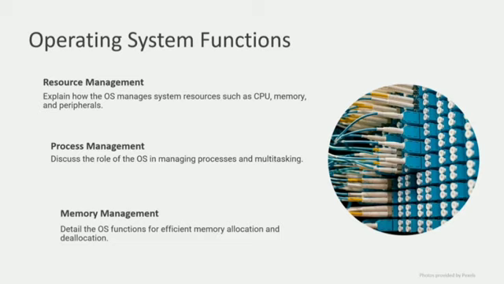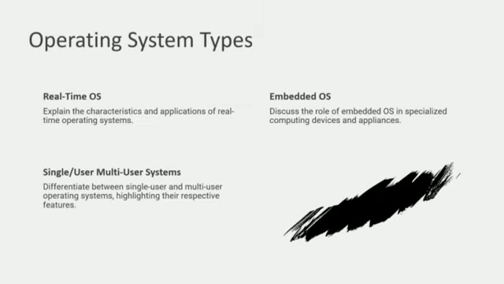What is meant by operating system? Operating system functions are resource management, process management, and memory management. What is meant by resource management, process management, and memory management? Resource management explains how the OS is working.